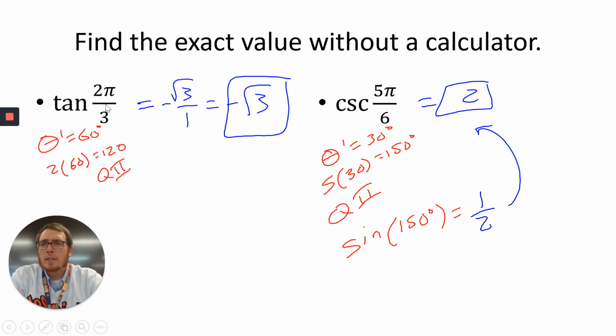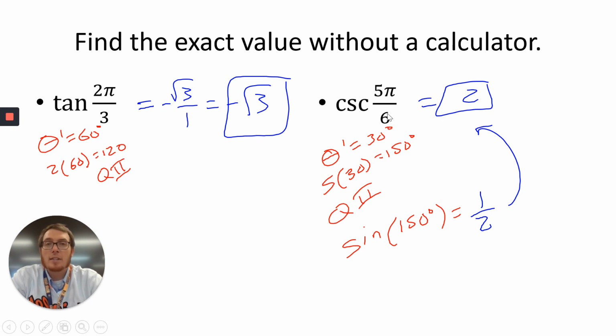Tangent of 2 pi over 3. Pi over 3 is 60 degrees for the reference, times 2, that's quadrant 2 because it's 120. At 60 degrees, opposite is root 3, adjacent is 1, but it's negative because in quadrant 2, tangent is negative, and you get negative root 3 as your answer.